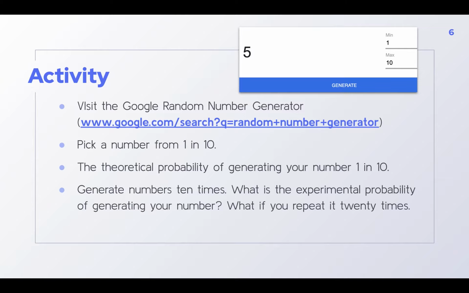So if you'd like to practice this, go to the Google random number generator, just enter Google random number generator, and pick your number, your favorite number. The theoretical probability of getting that is 1 in 10, right? There's 10 possible numbers, and yours is one of them, 1 in 10. So generate the number 10 times. What's the experimental probability? It may not have come up at all. It might have come up 3 times. As you keep repeating it, if you did it 20 times, it should come up 2 times. As you keep doing it, you should keep coming closer and closer to the theoretical 1 in 10.